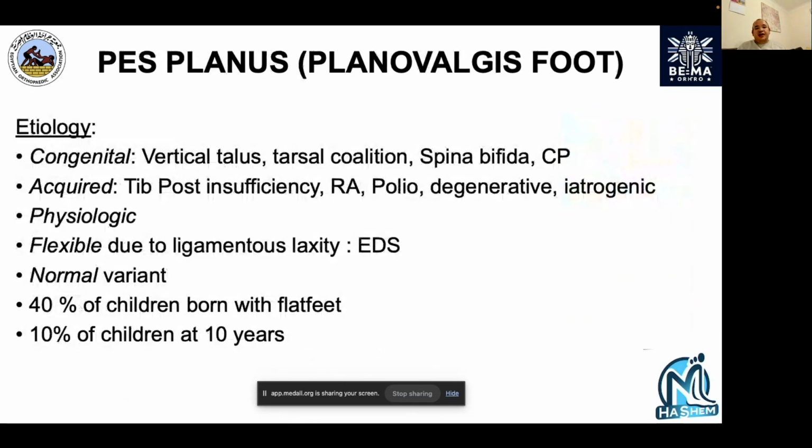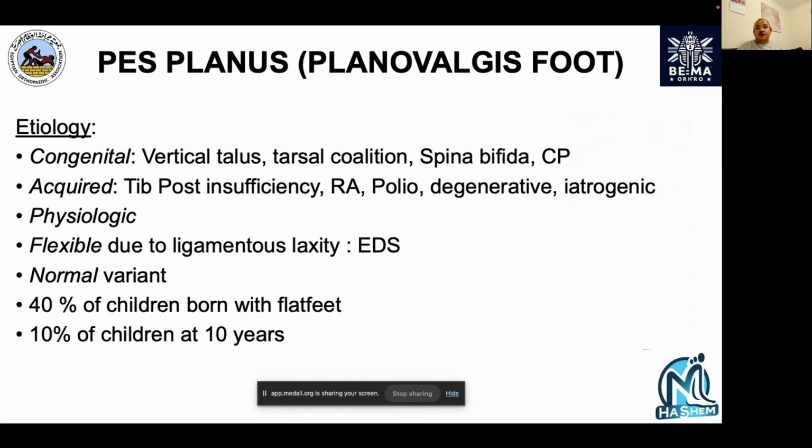What's the etiology of pes planus or flat foot? It's either congenital, like a vertical talus, like a tarsal coalition, which is very, very common in children, spina bifida because of weakness of the muscles, and CP. Acquired, the commonest cause in adults is tibialis posterior insufficiency.